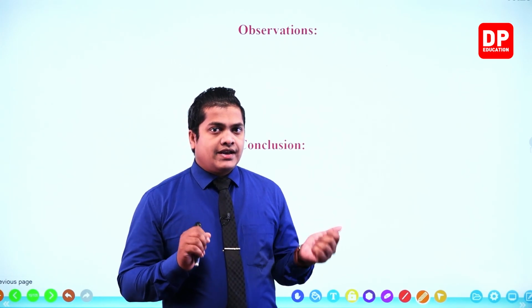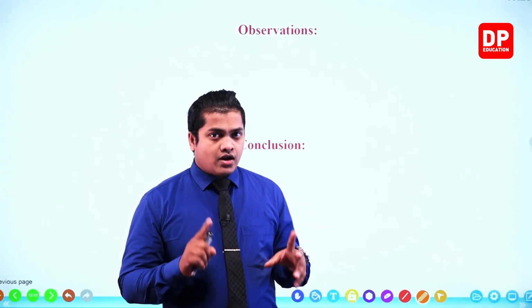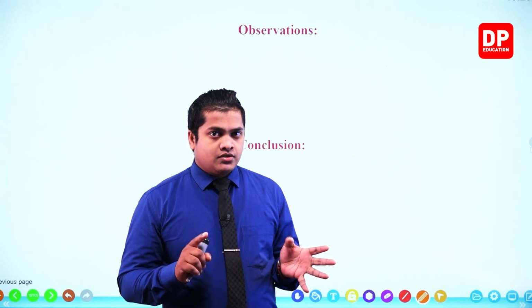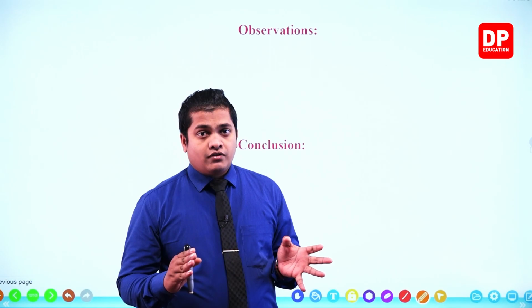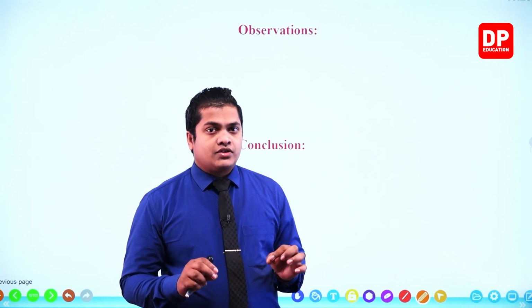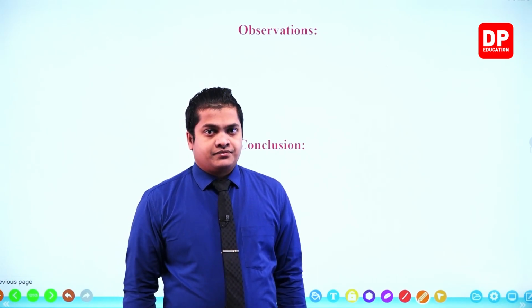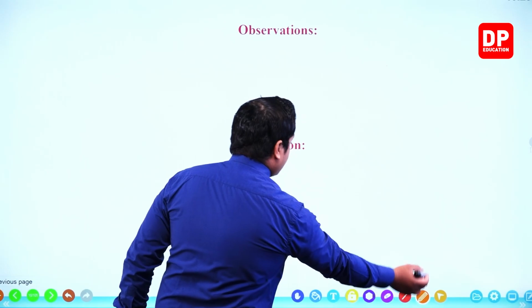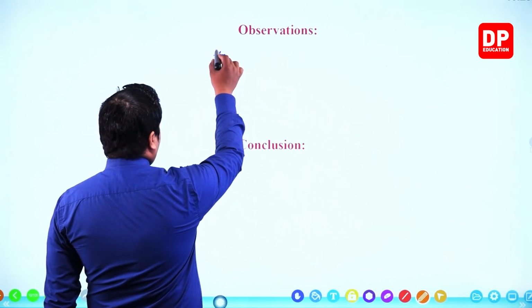So by doing that activity, my dear children, we can come to a conclusion that the angle of reflection is equal to the angle of incidence. So that is our final conclusion from the activity. So we'll write down our observations then. First of all, the observations are quite simple.